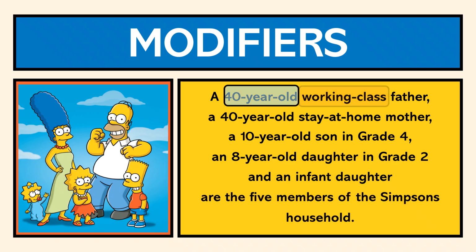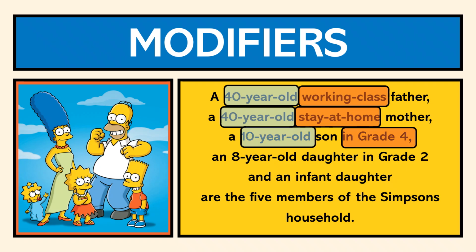Now, in this context, we have a 40-year-old and working class, both describing the father. Each of these are modifiers. Then we have 40-year-old stay-at-home mom, 2 more modifiers to describe the mother. We have 10-year-old son and in grade 4. The in is a preposition, so that's a prepositional phrase. The 8-year-old daughter in grade 2, also a prepositional phrase, and the infant daughter with the adjective.